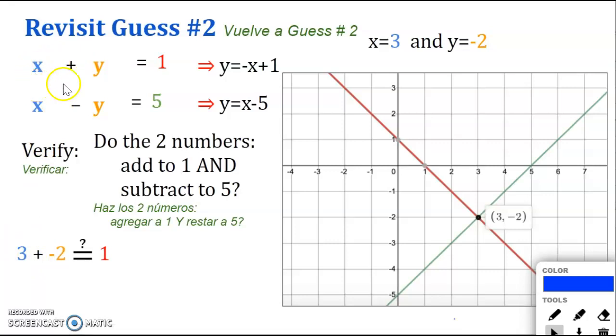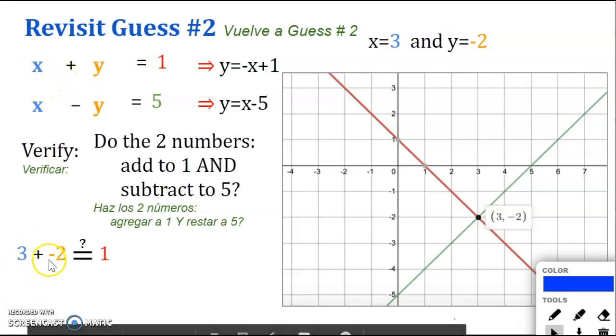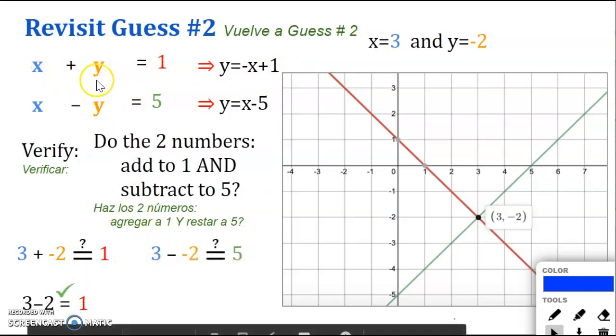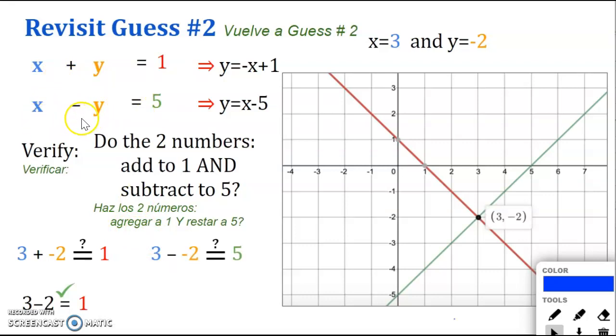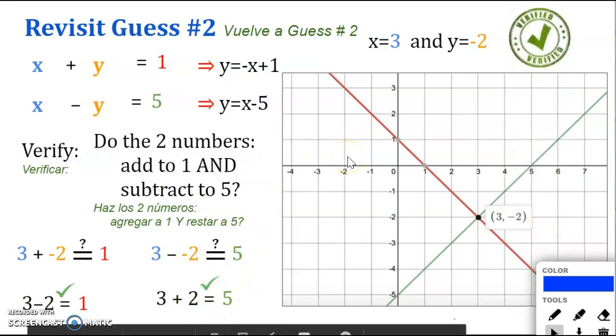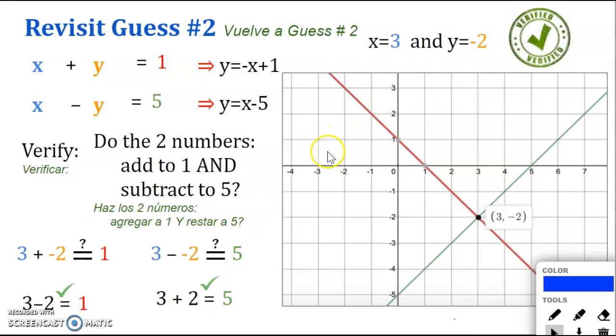So x is 3 and y is -2, so x plus y is 3 plus -2, which is 1, so it does check out. I know that solution works for the first equation. What about the second equation? Substituting into the second equation, x minus y is equal to 5, so 3 minus -2 is equal to 5. That gives me 3 plus 2, which is equal to 5, so it checks out. This is how I know that yes, those two are my solutions.